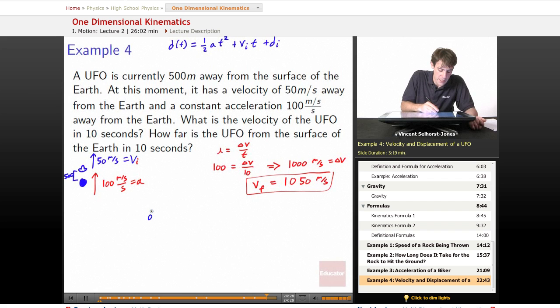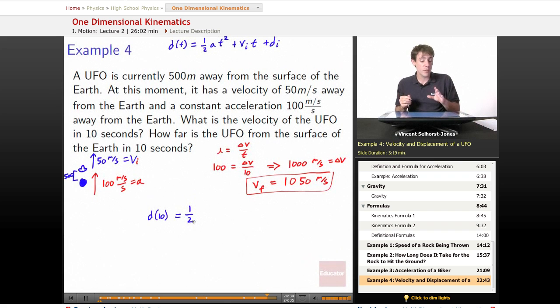We're looking for its distance at 10 seconds, which is equal to 1/2. What's the acceleration it has? Interesting point to look at: is gravity affecting this? Yes, gravity is affecting this, but we don't need to subtract for it because we were told in the problem that it had a constant acceleration of 100 meters per second squared away from the Earth. So whoever gave us the problem, however we got this information, we know the acceleration.